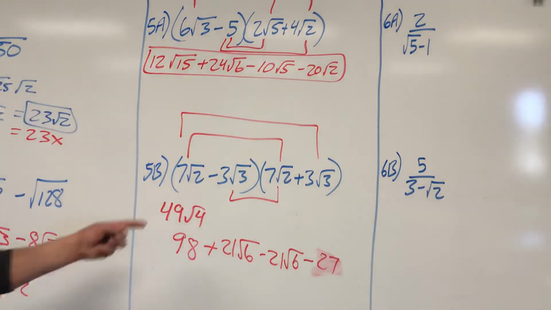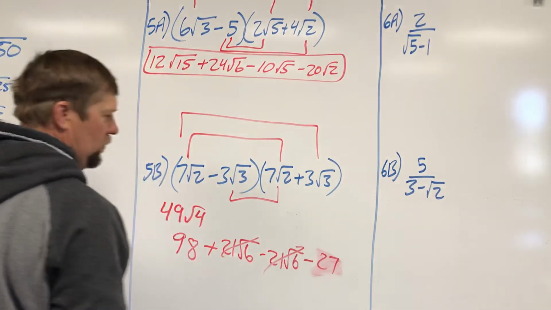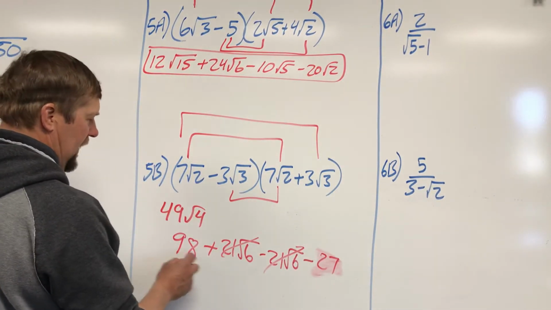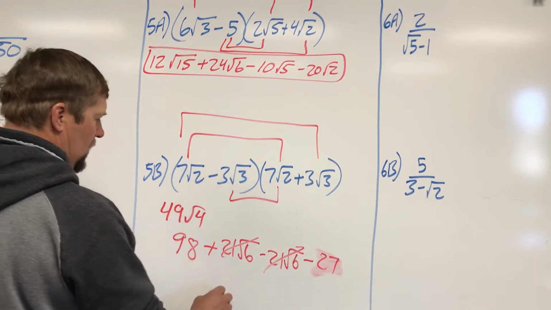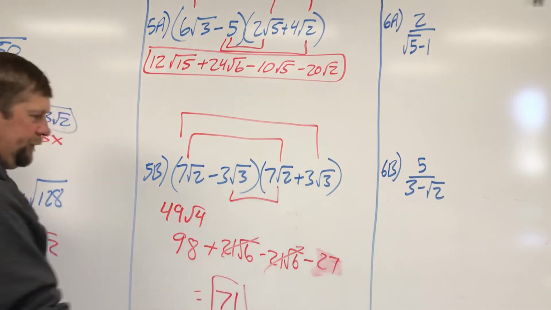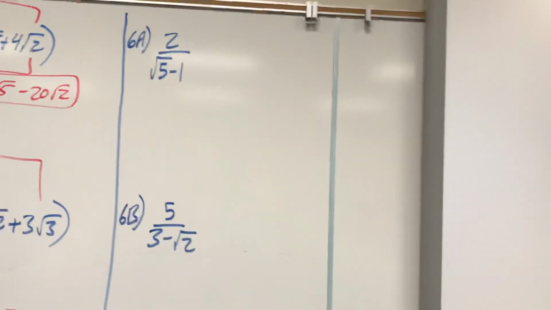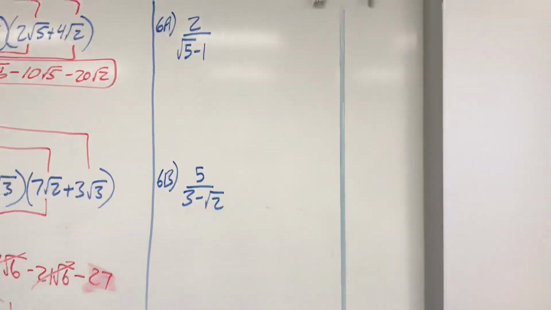Now, these are called conjugates of each other because they cancel the middles out. The middle radicals cancel out, so we end up with 98 minus 27, which is 71 for our final answer. So all you're doing when you're multiplying binomial radicals, you're just FOILing.